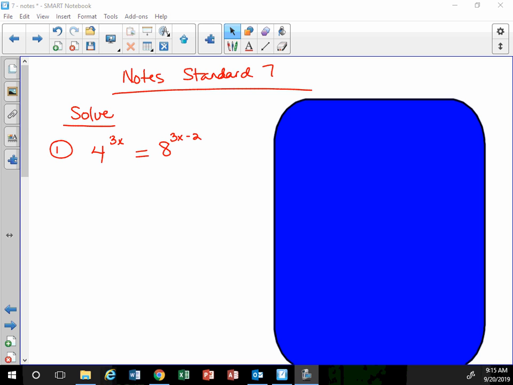So what base do you think I want to use in this one? Do you guys have it written down yet? I'll give you a second. Write down the first one for me.